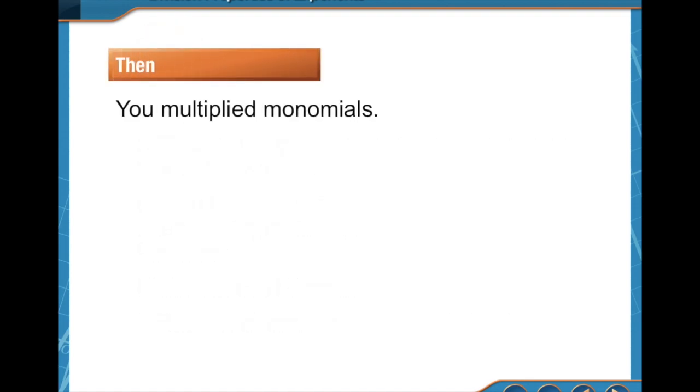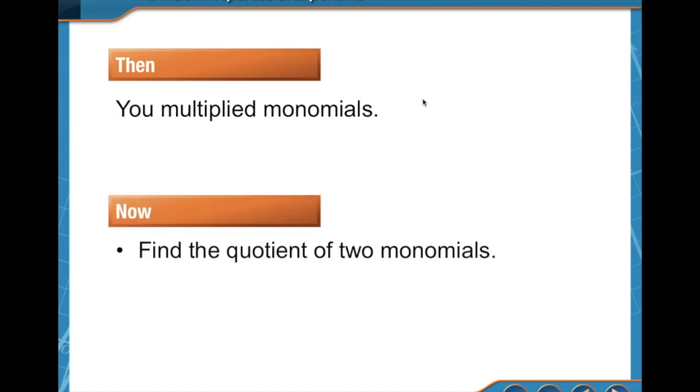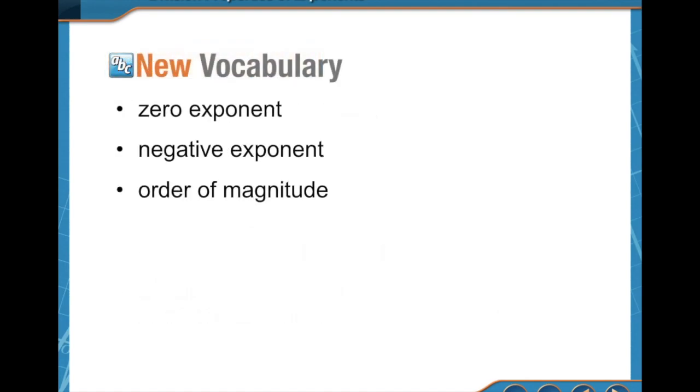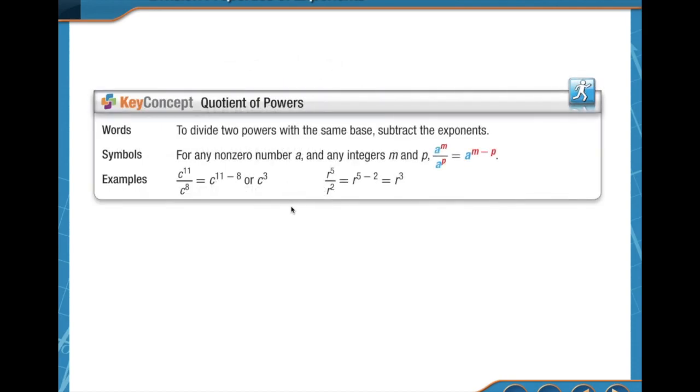So in the past, we multiplied our terms. We used the word monomial. And now we're going to practice finding the quotient, which is a word which means division, between two different terms. We'll use the word monomial again. We can simplify our expressions that contain negative exponents as well as zero exponents. It is when you have an exponent to the zero power. So we'll look at all those things going forward. Zeros and negatives, this phrase order of magnitude, which just means how many powers of 10 are there as we get going.